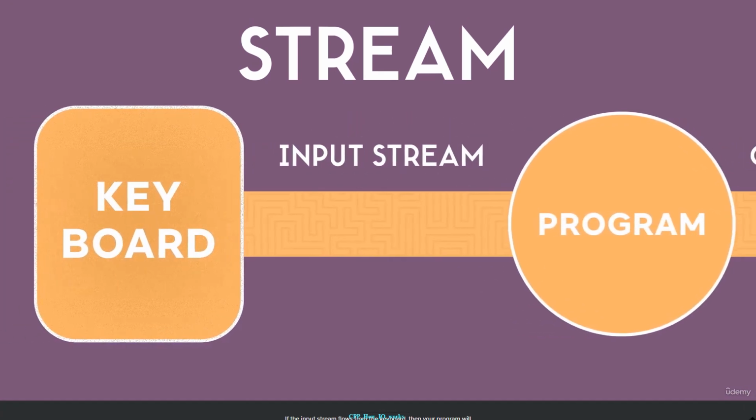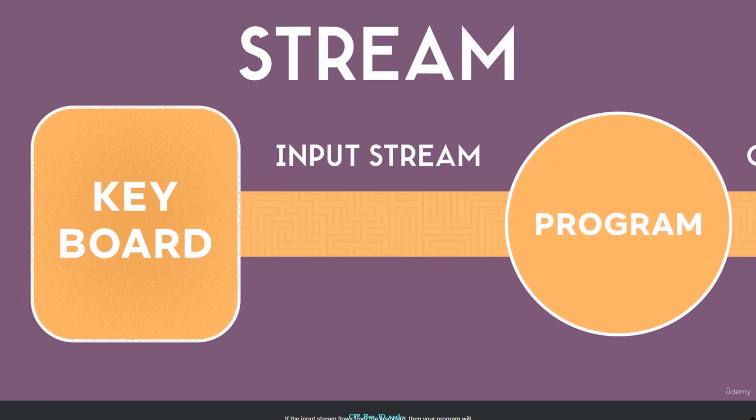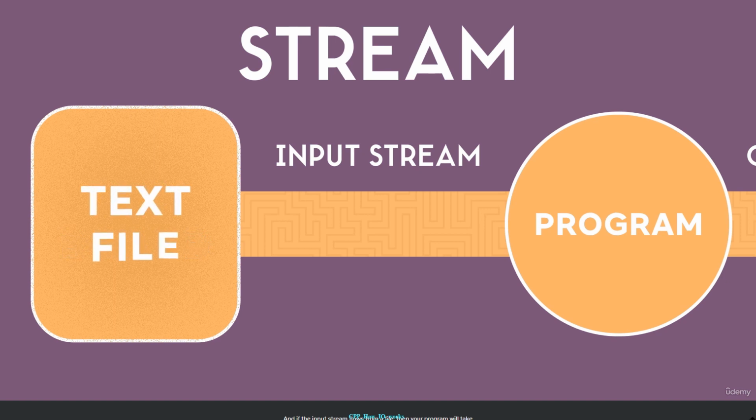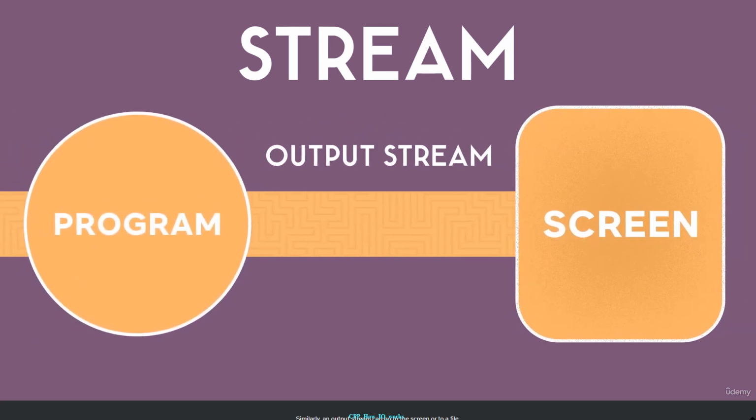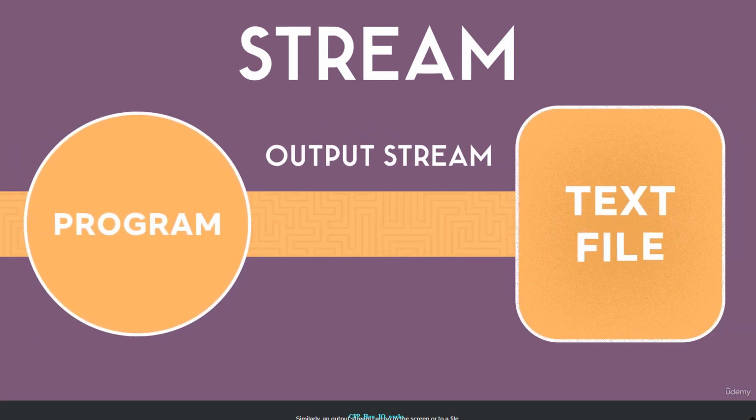If the input stream flows from the keyboard, then your program will take input from the keyboard. And if the input stream flows from a file, then your program will take its input from that file. Similarly, an output stream can go to the screen or to a file.